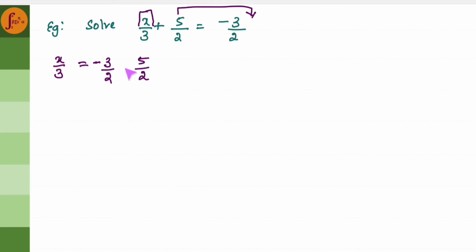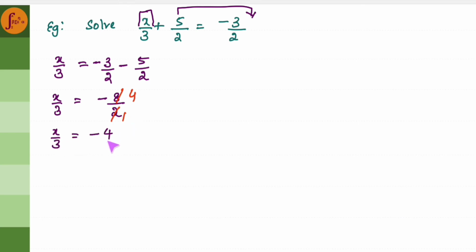But what should be the sign here? Here it was plus, right? Here it was an addition. Now when it goes to the other side, it's going to become subtraction. Now let's solve this. Minus 3 minus 5. Since the denominators are same, we are going to combine the numerators, right? So it's going to be minus 3 minus 5. That's going to be minus 8 by 2. When you cancel, it's going to become 4. So x by 3 is equal to minus 4.